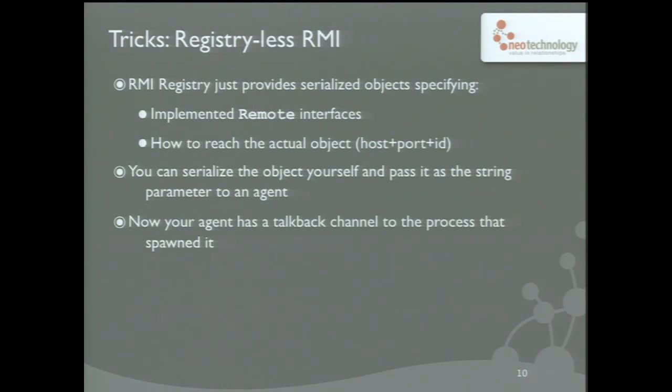So instead, you can just serialize the object and pass it on your own. As you saw with the agent injection, you can pass an arbitrary string as a parameter to the agent. So why not just serialize an RMI stub in there, pass it on, serialize it to a string, which I usually do by regular serialization to a byte array, and then base64 encode that to a string. Simple enough.